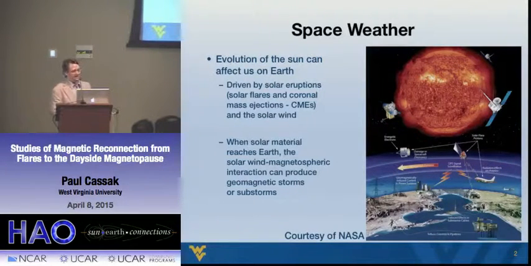This is an alarming graphic by the folks at NASA. The key for us today is that the sun has these eruptions, solar flares and coronal mass ejections, and that material can run into Earth, or the Earth's magnetic field anyway. When it does that, there's an interaction between the solar wind and the magnetosphere. That can produce geomagnetic storms or substorms, which can affect us in many ways for space weather.